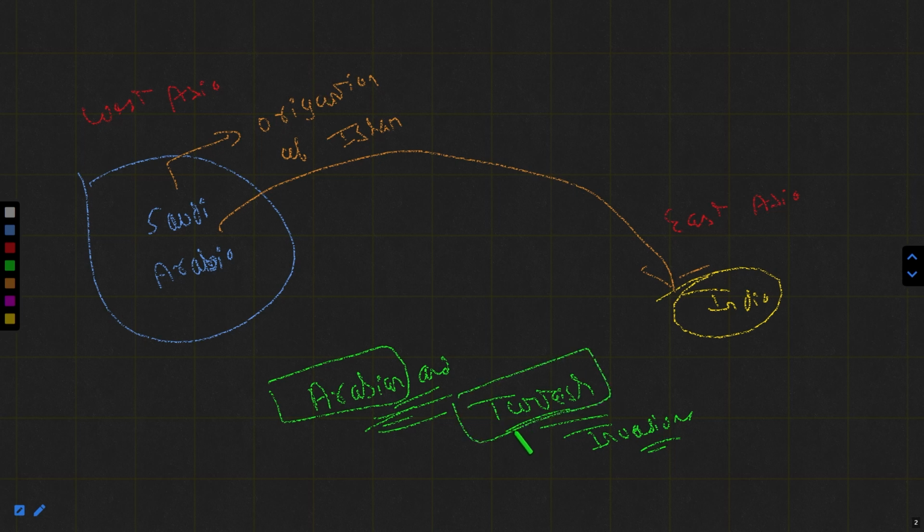Are they Muslims also? Yes, they were Muslim also, or you can say it was a sect born from the Arabians. How? I will tell you. So basically these two segments, Arabians and Turkish, how they came to India and how they established their rule.